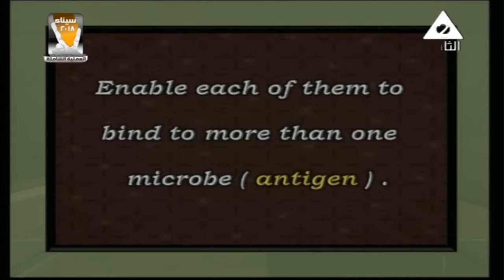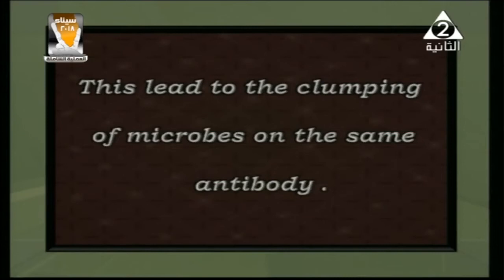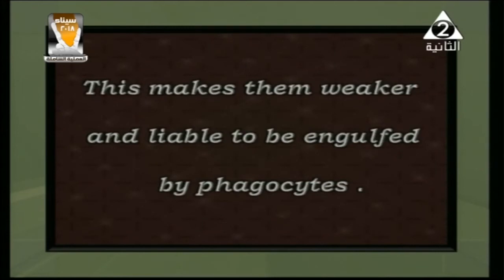Each antibody has only one binding site, but in this case IgM has many, so it enables the antibody to combine with more than one antigen or more than one microbe or virus. This also leads to the clumping of microbes, or attachment of the microbes to the same antibody. This makes them weak and liable to be engulfed by the phagocytes; they are easily engulfed and destroyed inside the body by phagocytes.